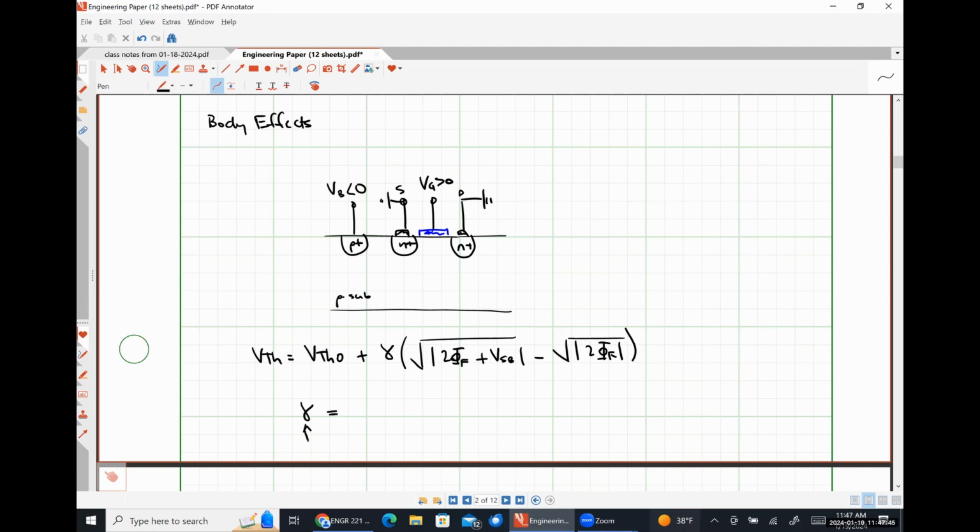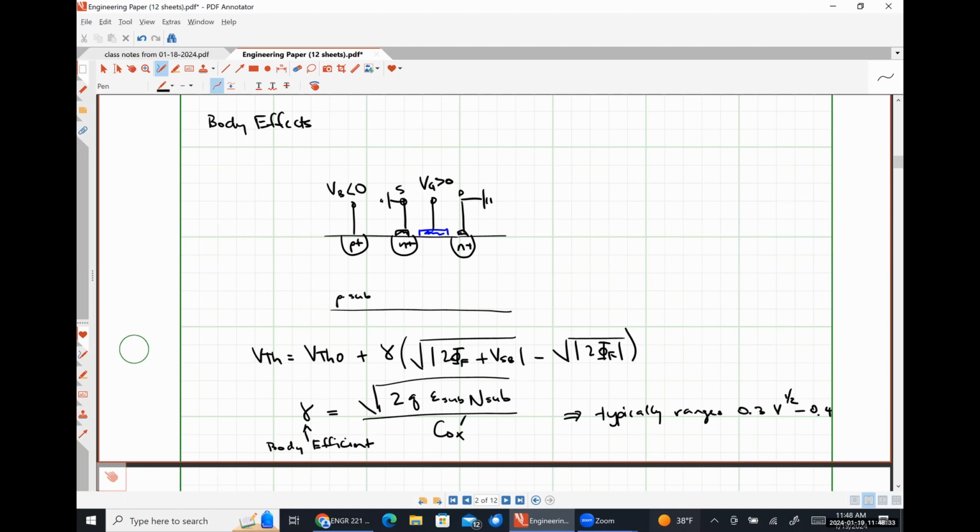Gamma is the body effect parameter or coefficient, whichever floats your boat. And its value is the square root of twice Q times the permittivity of the substrate times the doping of the substrate, all divided by our oxide capacitance per unit area. And typically speaking, it ranges from 0.3 square root of volts to 0.4 square root of volts.